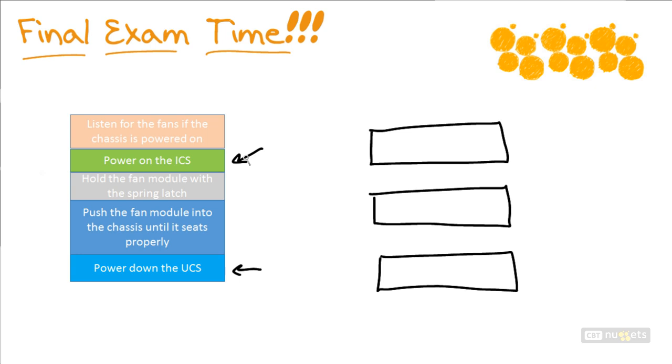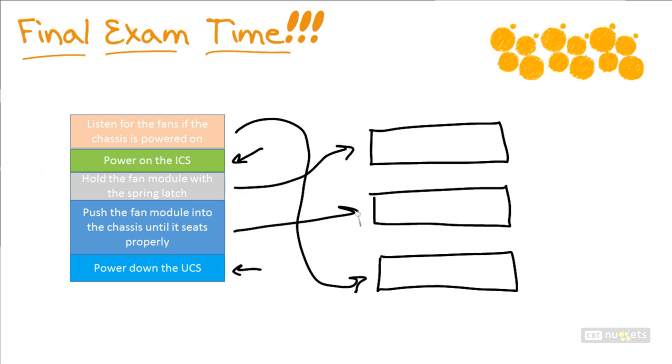Listen for the fans if the chassis is powered on. That sounds to me like it would be our conclusion step. Hold the fan module with the spring latch and push the fan module into the chassis until it seats properly. Wow. So we hold it right, we push it in right, and then we listen for the fans to actually work. So there you go. What appears to be an extremely difficult question is really just not that bad.